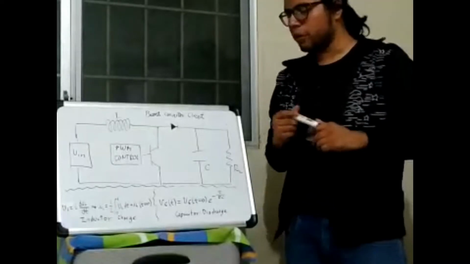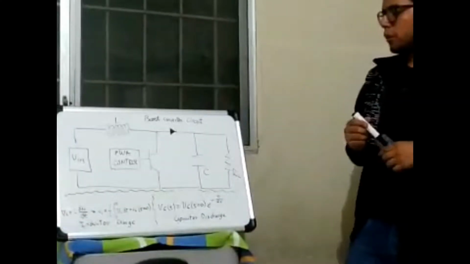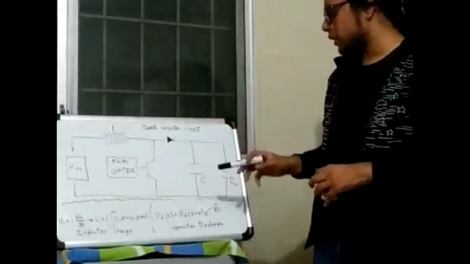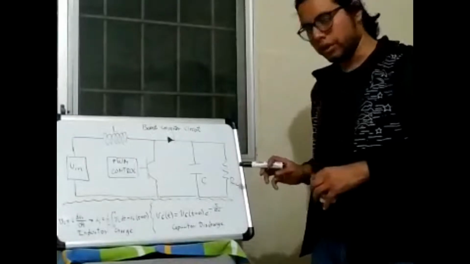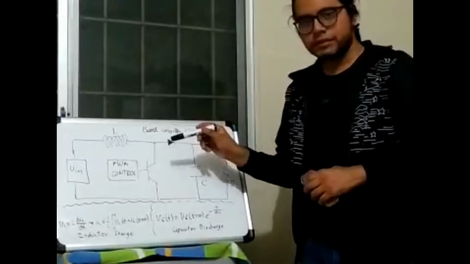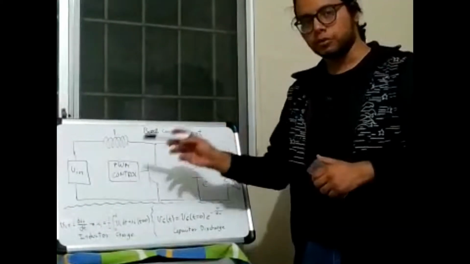I'm Alexis Mora and I'm going to explain how a boost converter circuit works. In this circuit, we have a DC voltage in, an inductor, a diode, a capacitor and a load resistance. And we have a transistor that acts like a switch and it's controlled by a PWM control.